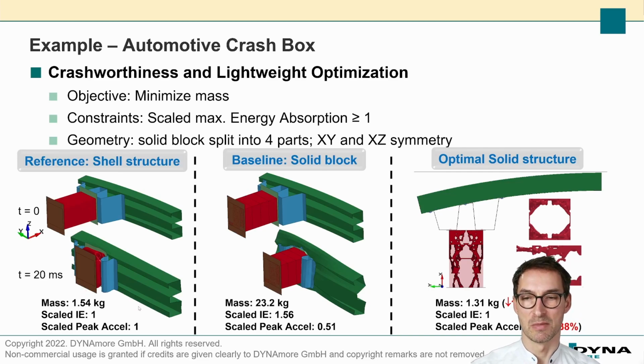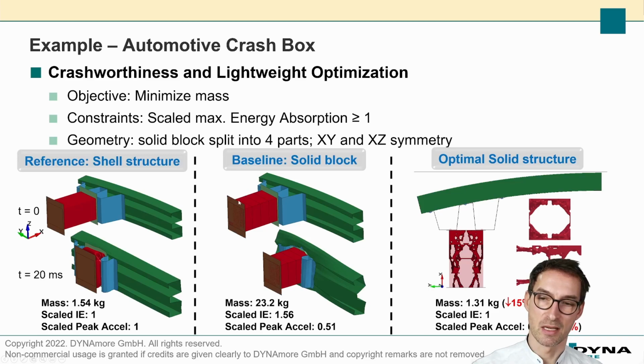So we want to minimize the mass. First we start with the initial design. We make this as a solid block full of material. Then of course the mass is pretty high. So here we have 1.5 kilos. Here we have 23. We have a really high mass, and the peak acceleration is really low. And now we want to optimize this structure using LS-OPT, so using topology optimization. And this is what we end up with. This is how the structure looks like.